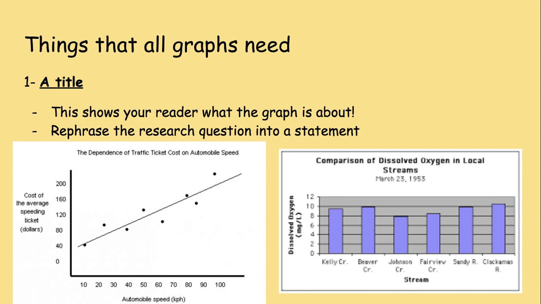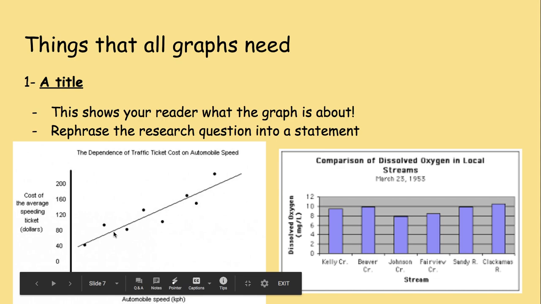All graphs have titles. Just like the title of a book, it shows you what it's about. And it gives you kind of an idea of how to read the graph. It doesn't have to be a fancy title. Just rephrase the research question to a statement. So here, the dependence of traffic ticket cost on automobile speed. So the traffic ticket cost depends on the speed. All right, well, if the speed goes up, it looks like your ticket costs more.